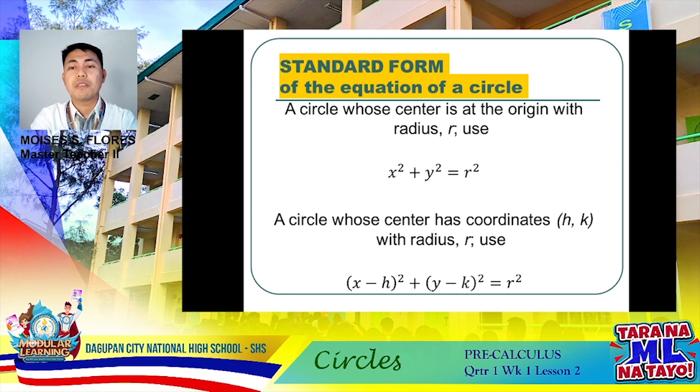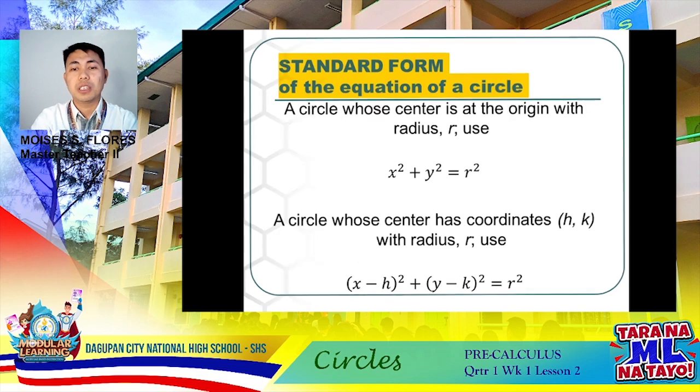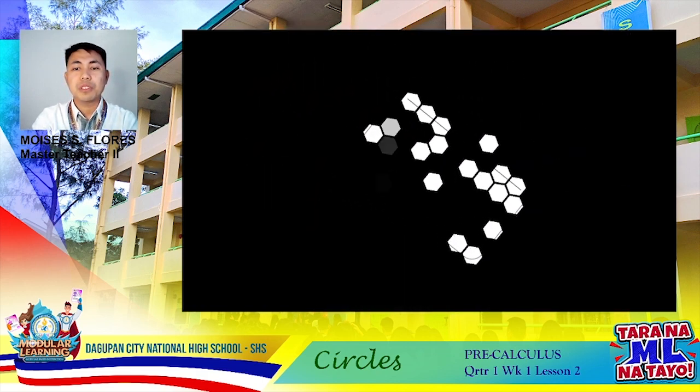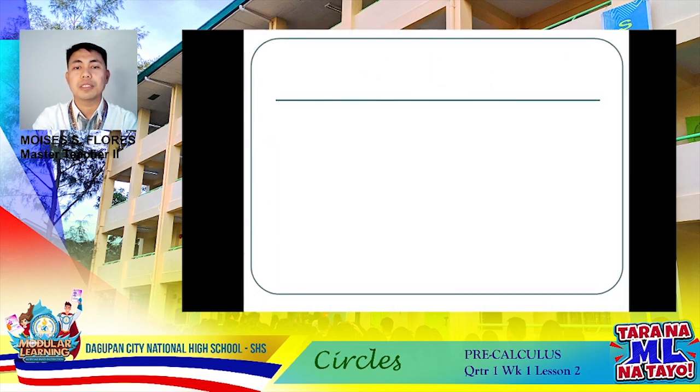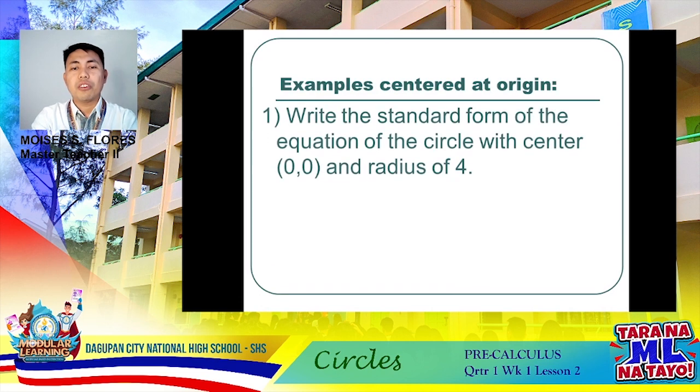So again, for these two standard forms of the equation, it's just a matter of substituting the values of your h and k, and of course, your radius. Let's have some examples here. Centered at the origin, you are asked to write the standard form of the equation of the circle. Centered at the origin, and we have a radius of 4.